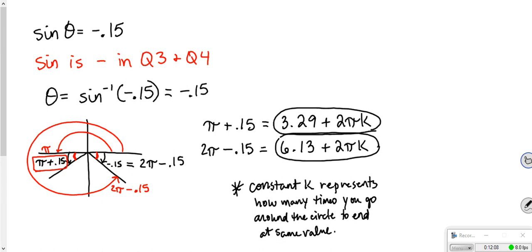Okay, so again, you need to look at your answer and figure out what quadrants it's in. If you need to draw a little picture, I'm a visual person, you need to figure out how to orient that around your unit circle. And then if it's sine or cosine, you need to add 2 pi k to it each time. If it's tangent, you're just going to add pi k, because the period of tangent is just 1 pi, not 2.